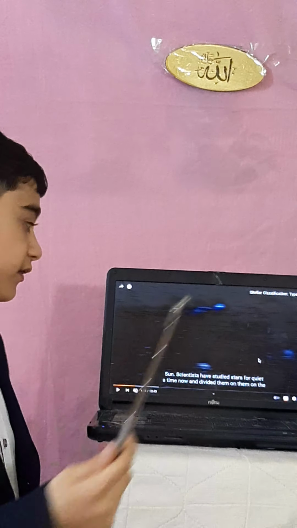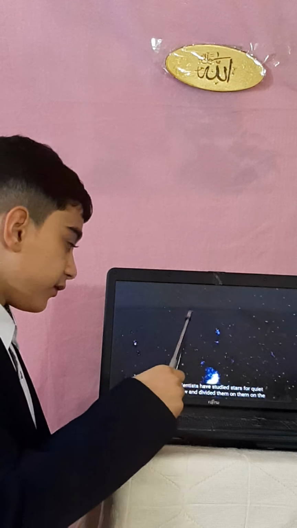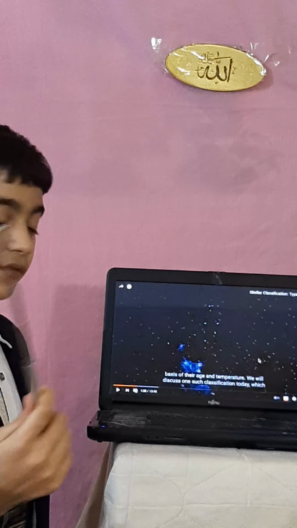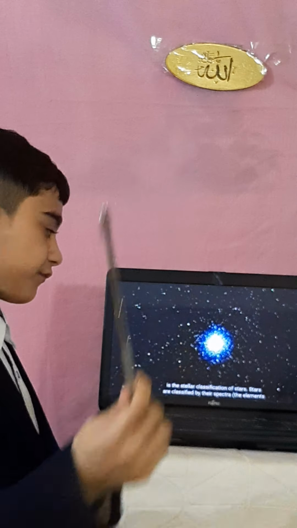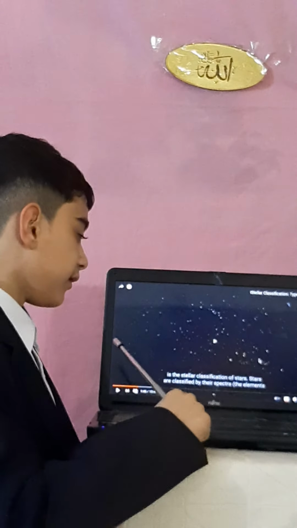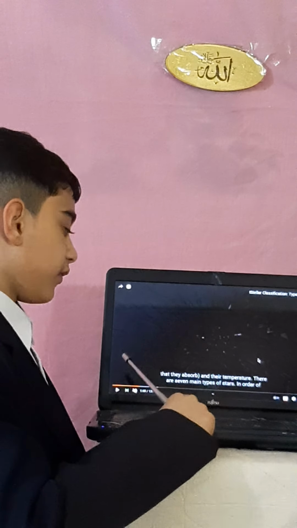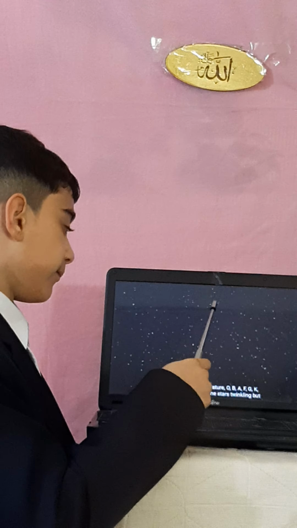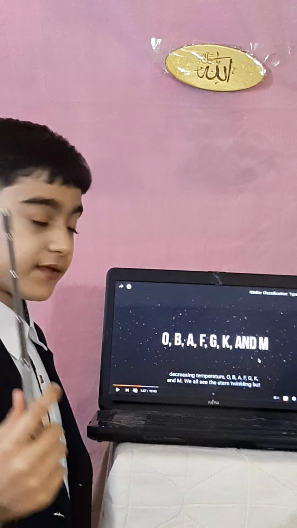the Sun, and scientists have studied stars for a long time and divided them on the basis of their ages and temperatures. We will discuss one such classification today, which is the stellar classification of stars. Stars are classified by their spectra and luminosity, by the spectra of elements that they absorb, and by their temperature. There are 7 main types of stars, in order of decreasing temperature: O, B, A, F, G, K, and M.